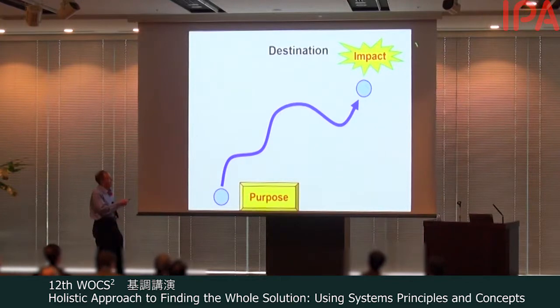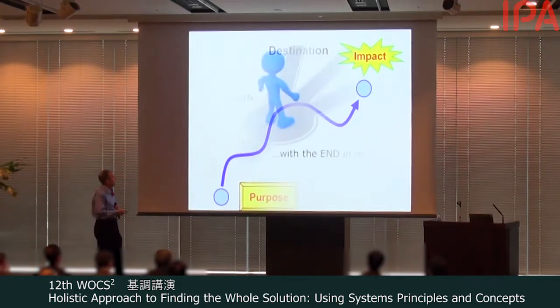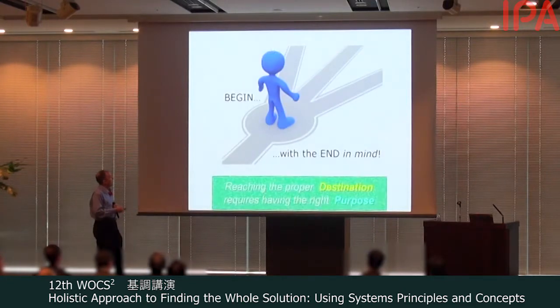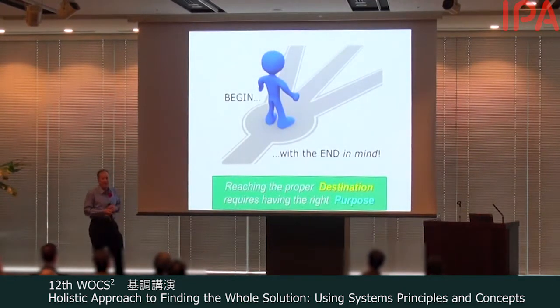So we need to understand the sum total of the impact, and this will be driven by the purpose. So we need to understand the impact so we can establish the purpose. And the purpose of the system helps us understand the requirements we place on the parts of the system. So it's a very important principle to begin with the end in mind. What outcomes are we trying to achieve?